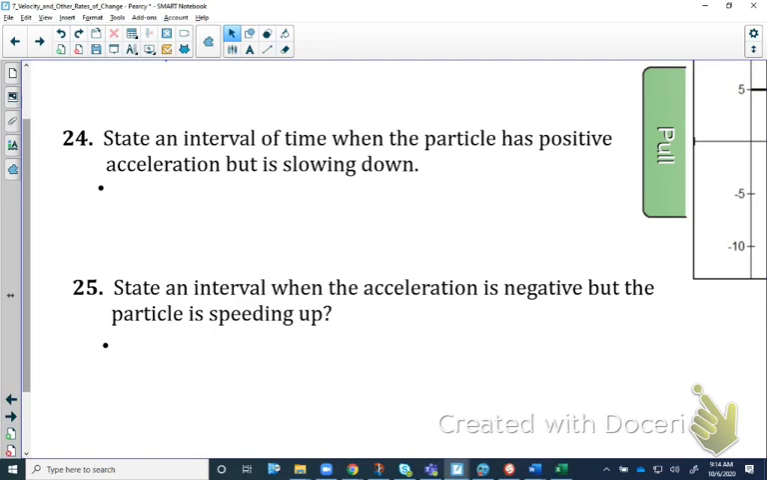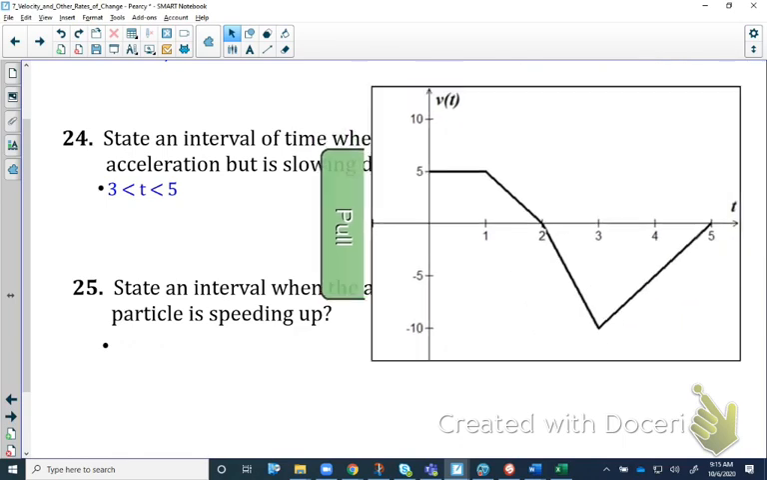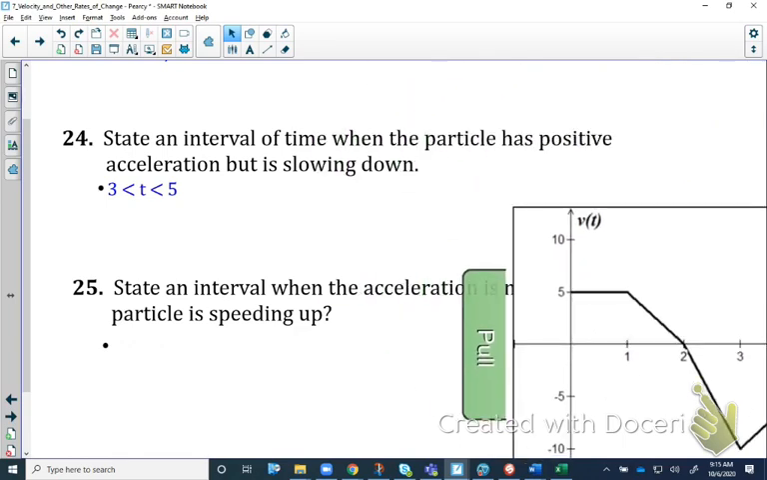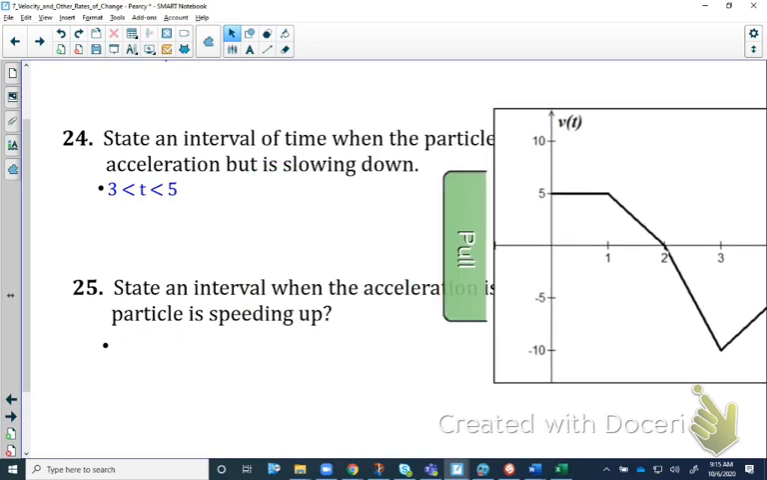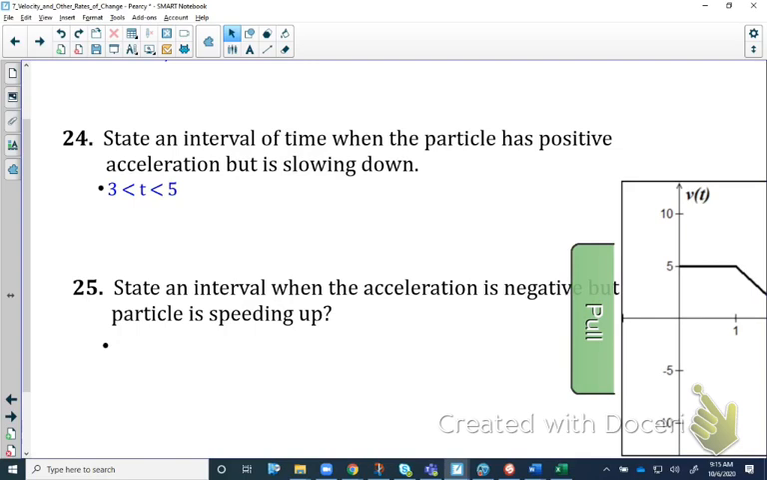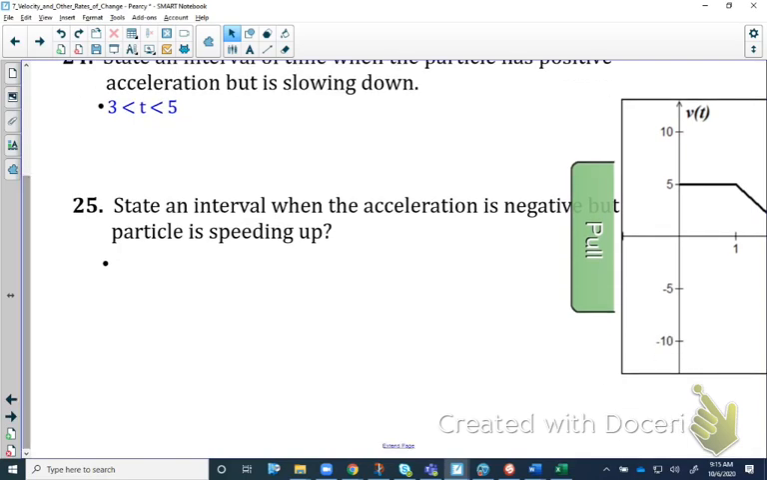State an interval of time when the particle has positive acceleration but is slowing down. This is where we're talking about the signs of the acceleration and velocity. Positive acceleration, the slope of the velocity function being positive from 3 to 5, is where we have increasing acceleration, but because the velocity function itself is negative over that same time interval, that's where we're looking at positive acceleration, but overall the speed is slowing down.